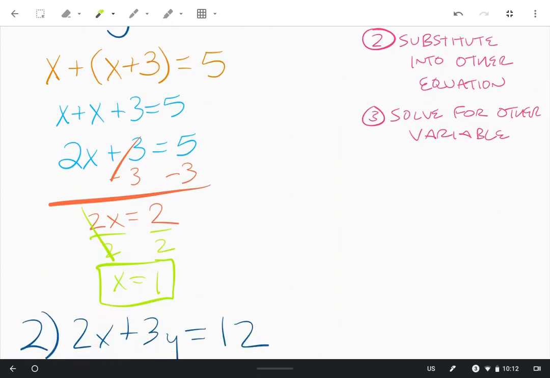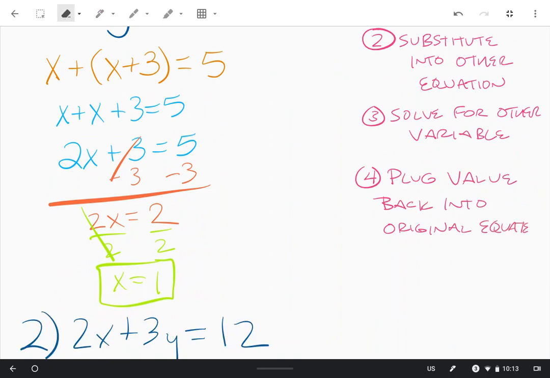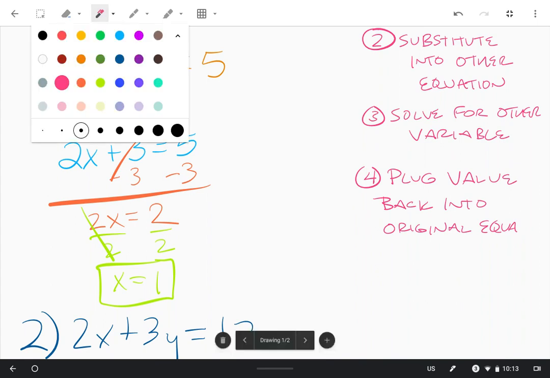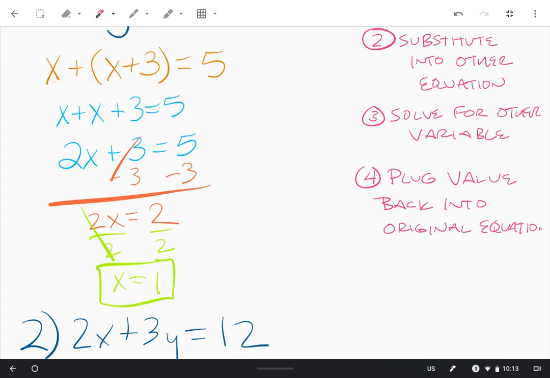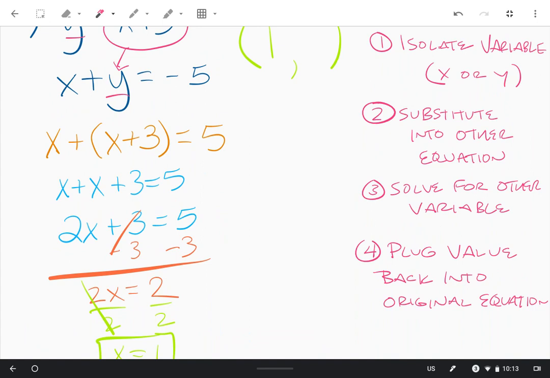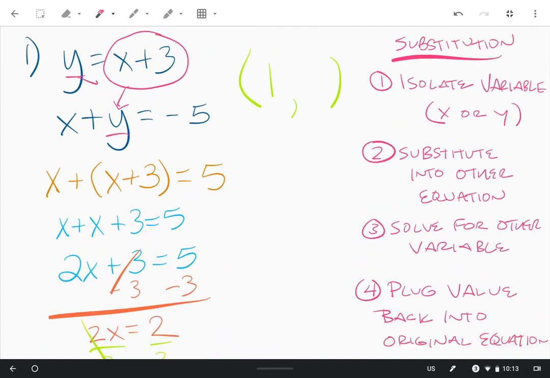Once I get the 1, we get to the final step of the process. The final step is to plug the value back into the original equation. I would recommend doing it to the one that you started with, in other words, the one that was already isolated. So what I mean by that is I'm going to take 1 and plug it all the way back up here into the y equals x plus 3 equation.